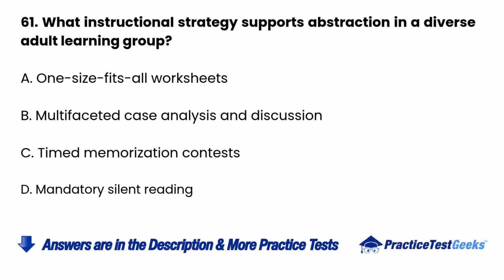61. What instructional strategy supports abstraction in a diverse adult learning group? A. One-size-fits-all worksheets. B. Multifaceted case analysis and discussion. C. Timed memorization contests. D. Mandatory silent reading.